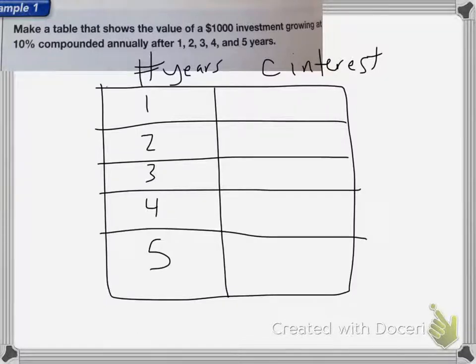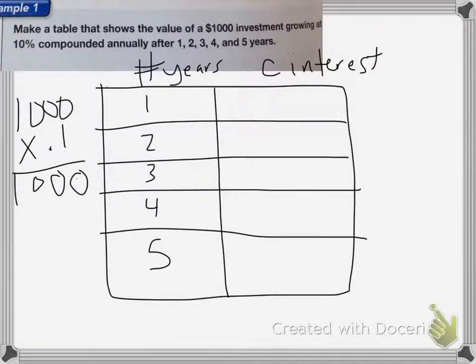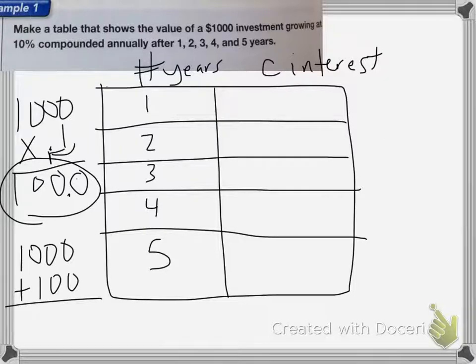Since it's 10%, you're going to take $1,000 and multiply that by 10% or 0.1. So that's going to be equal to 1 times 0.1, we have 1 decimal point. So 10% of $1,000 is $100. So you're going to add 1,000 plus 100 to figure out how much money you have total, which is $1,100.